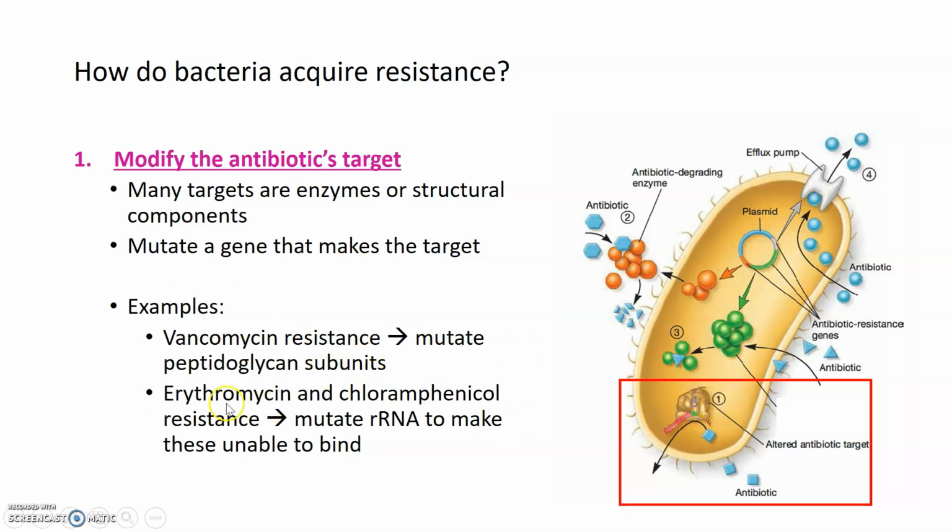And in some cases, like with erythromycin and chloramphenicol resistance, there are actually ribosomes that become mutated in resistant bacteria. Normally these two antibiotics will bind to different parts of the ribosome and stop protein synthesis. But in a resistant bacteria, they can no longer bind to the ribosome and therefore no longer block protein synthesis. That makes that bacterium resistant to these particular antibiotics.